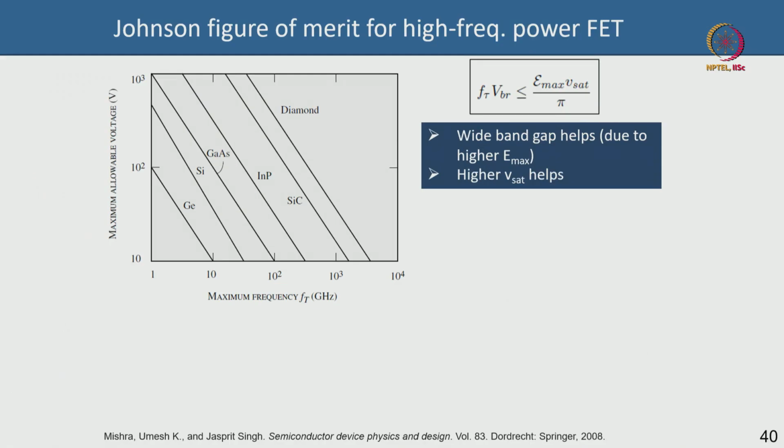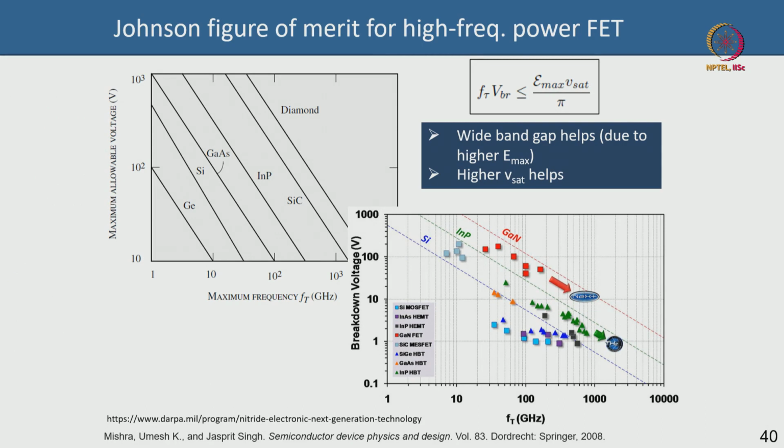Maybe I have to remove the annotation, otherwise you cannot see it here. These are some data taken from a source at DARPA, a defense agency in the USA. You can see that of course gallium nitride is better than indium phosphide, which is better than silicon, but these are experimental data points from different kinds of technologies. This is gallium nitride HEMTs, those are gallium arsenide, there is silicon carbide MESFET here, indium phosphide and indium gallium arsenide HEMTs are all here. We will talk about HEMTs and pseudomorphic HEMTs in subsequent weeks.